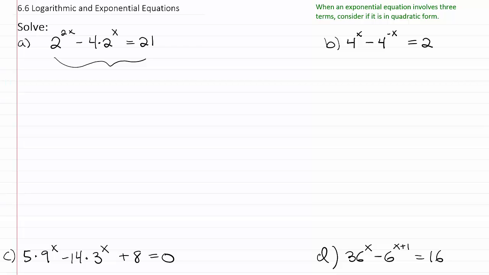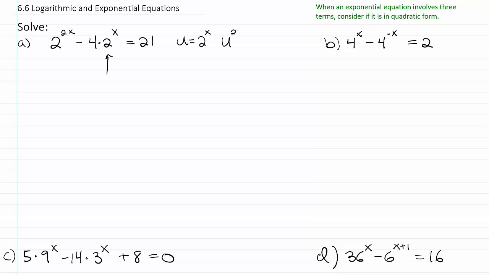So what we're going to actually do instead of taking the log of both sides is consider the fact that it has 3 terms in the equation, and then look at this little guideline which says when an exponential equation involves 3 terms, consider if it is in quadratic form. What I mean by that is we're going to try to make the middle term here, this 2 to the x, equal to u, and see what would occur if we did that. So what would happen if u was equal to 2 to the x?